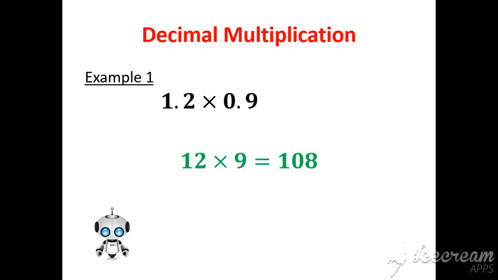So now that we know 108 is the answer, let's count up how many decimal places are in the original problem. 1.2 had one number after the decimal point, and 0.9 also had one number after the decimal point. So there's a total of 2 numbers after the decimal point. So when I write down my answer, there must be 2 numbers after the decimal point. So my answer is going to be 1.08.